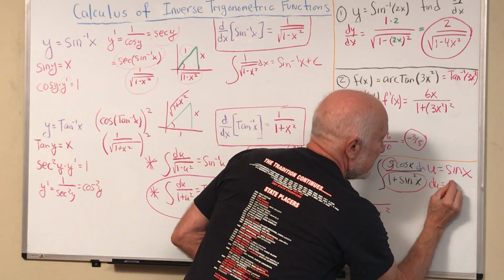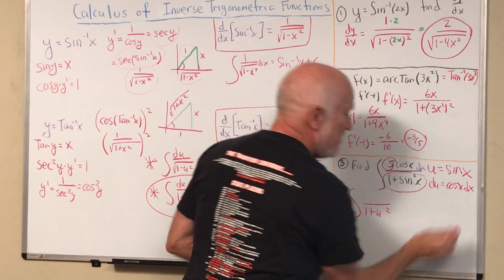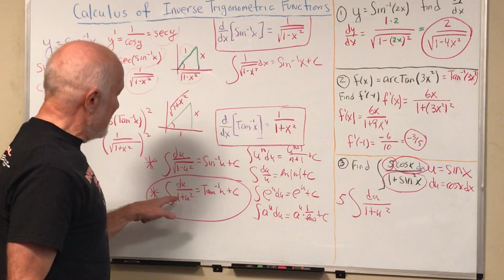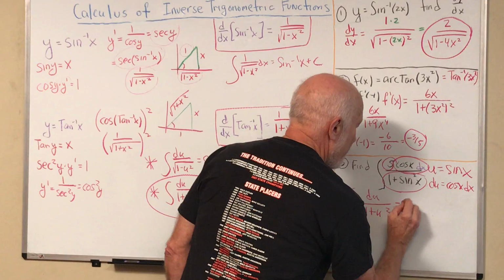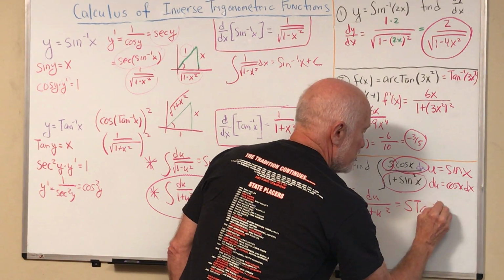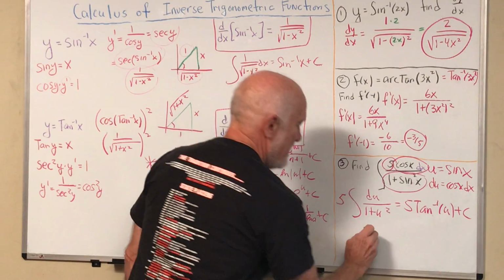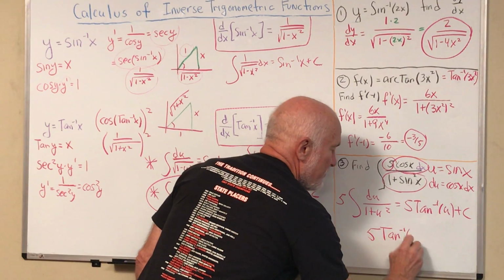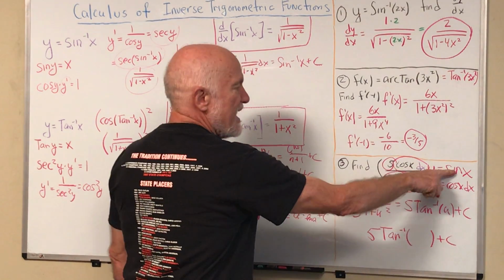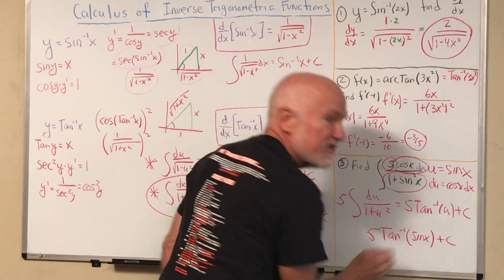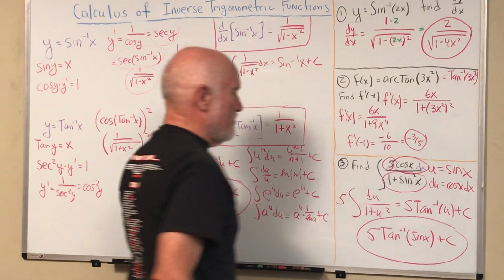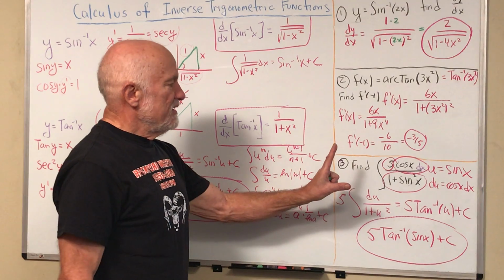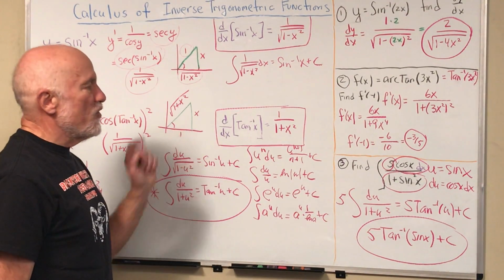Well, that's exactly what du turned out to be. So I can call all of that du, and I've got it exactly in this form. So the answer is just going to be 5 times the inverse tangent of u plus c. But I never want to leave my answer in u when the problem was in terms of x. So I just put that back in as the sine of x, and I've got an answer. So that's our first integral that we've taken using one of these new forms.